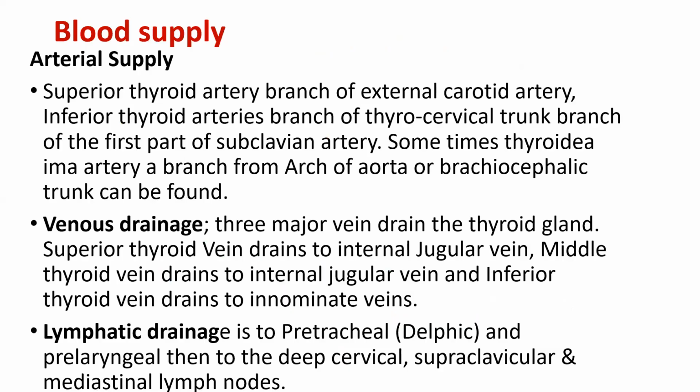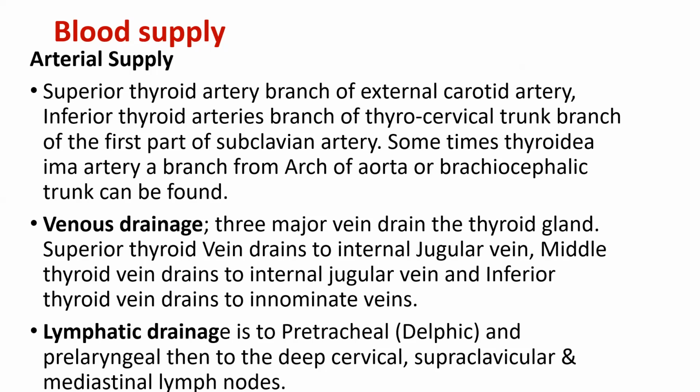So the blood supply mainly is from the superior thyroid artery, which is a branch of the external carotid artery, and also the inferior thyroid artery, which is a branch from the thyrocervical trunk, which is derived from the first part of the subclavian artery. The venous drainage: the superior thyroid vein drains into the internal jugular vein, and the middle thyroid vein drains into the internal jugular vein. Also the inferior thyroid vein drains into the innominate veins.